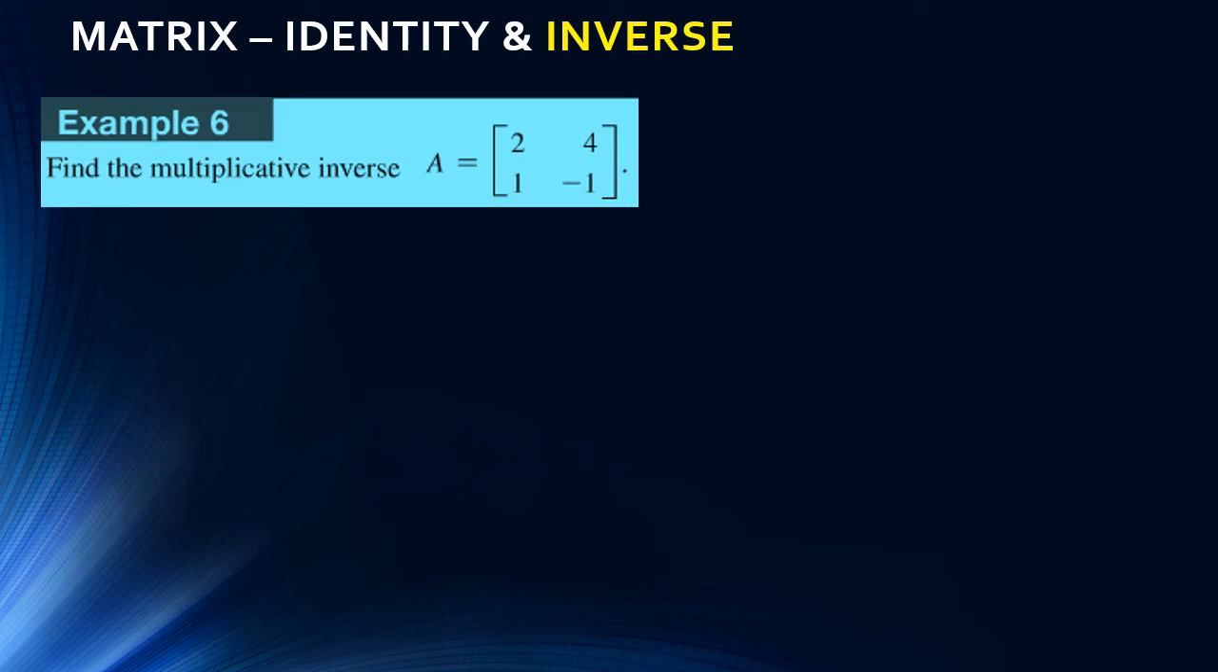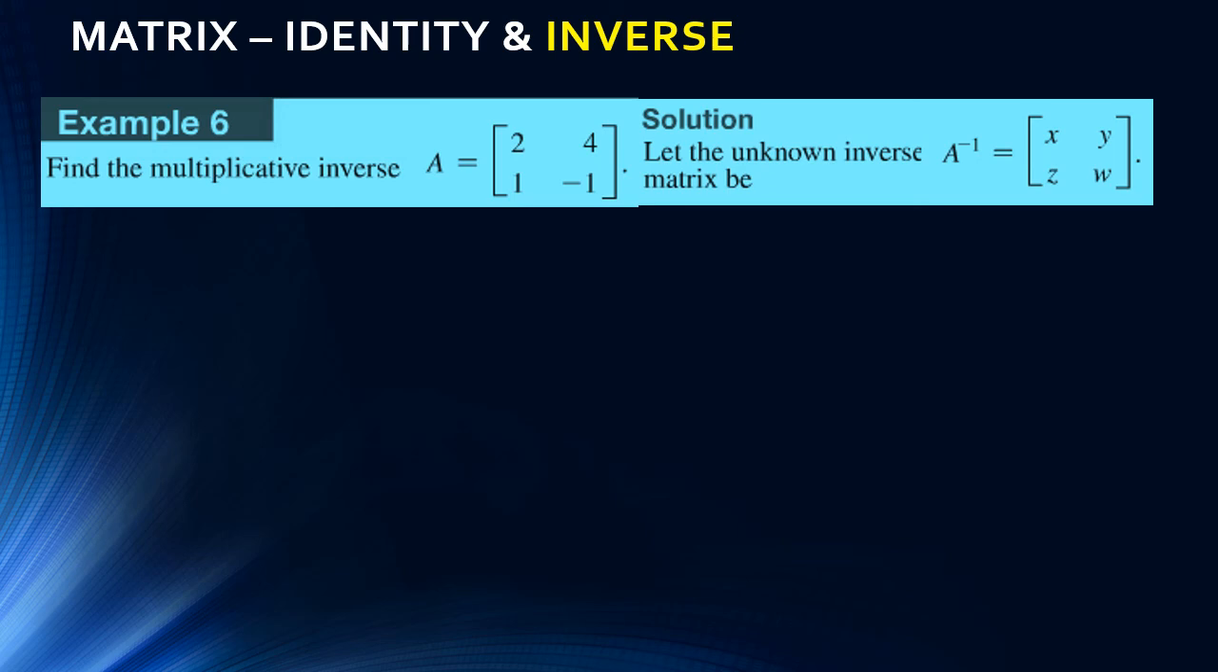Find the multiplicative inverse of A. I'm going to go through this really quickly because your calculator will do this, and I don't expect you to go through this kind of process. So if we're trying to find the multiplicative inverse, the other inverse was the additive inverse, and this is the inverse matrix of A. What we're going to do is create a matrix with all variables. That will be our inverse of A.